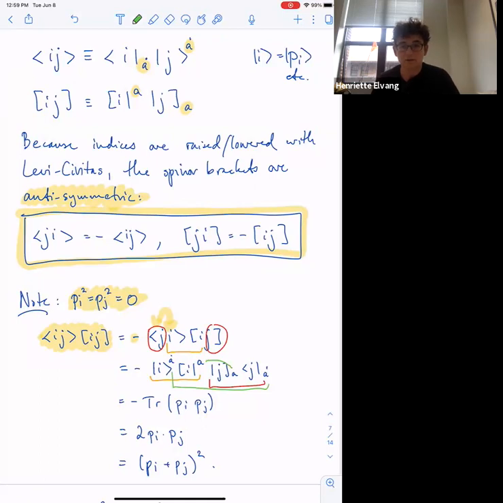I know how to deal with traces of momenta from my quantum field theory class. So this actually comes out with all factors right as 2 times Pi dot Pj. And because these guys are on shell, this is nothing but the Mandelstam variable Sij for the particles. So now everything we did for scalars before, all the amplitudes for scalars depended only on Mandelstam variables. So now I can translate everything that we did before into things which have angles and square brackets instead.